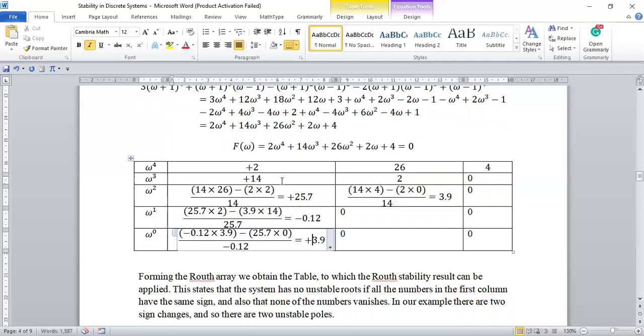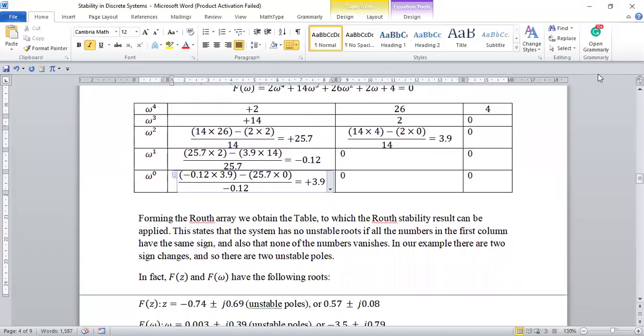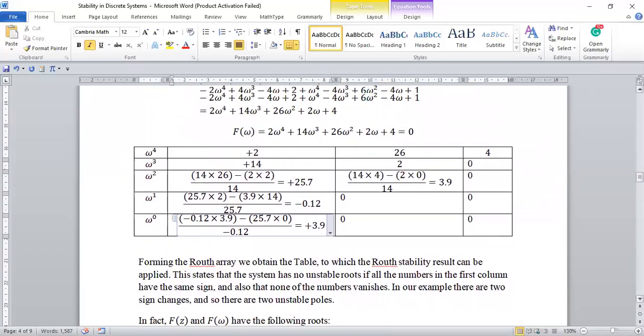So that means that we've counted two unstable poles, because here we change from positive to negative and here we change from negative to positive. So we change signs twice. That means that the system is unstable, and the number of unstable poles is equal to the number of changes of signs. So we change signs 2 times, so we have 2 unstable poles. So that's the Routh method in order to determine the stability of a characteristic equation.